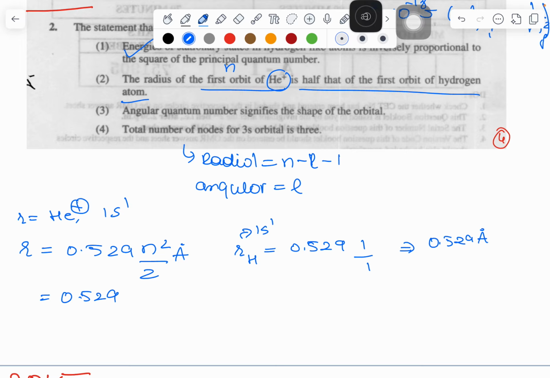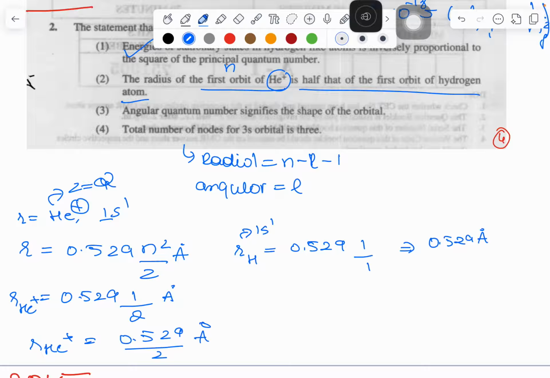0.529. So now we are finding the radius of helium plus. n square, here n is 1 square. The atomic number Z is 2. So the radius of He plus is equal to 0.529 divided by 2 square angstrom. What is 0.529 n square? Angstrom is nothing but the radius of hydrogen.